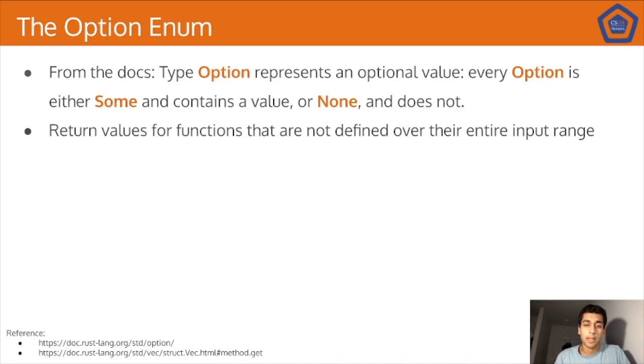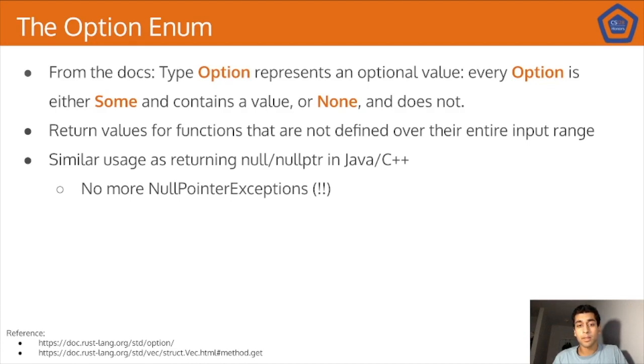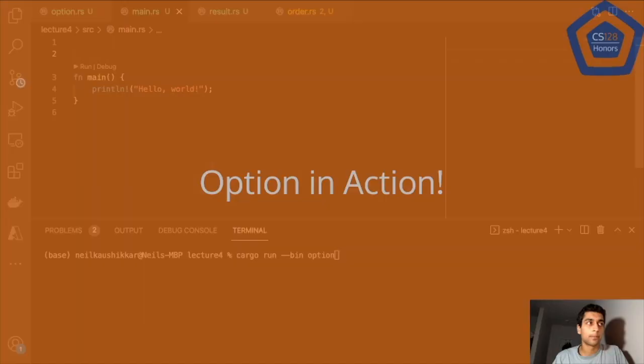So like I said, this has similar usage to returning null or null pointer in Java or C++, but you cannot get a null pointer exception. But in Rust, there is this thing called panicking, and I'll show you what that means when we get into some examples. Okay, let's show you how to use option.